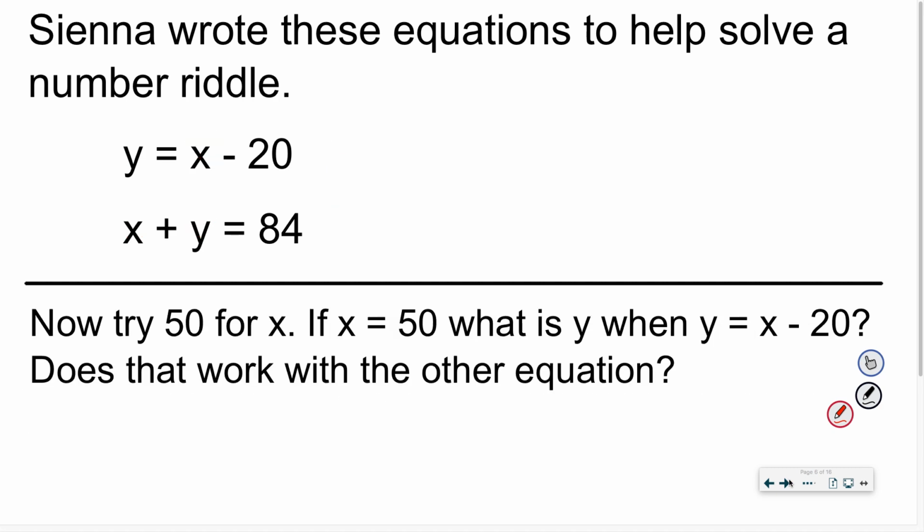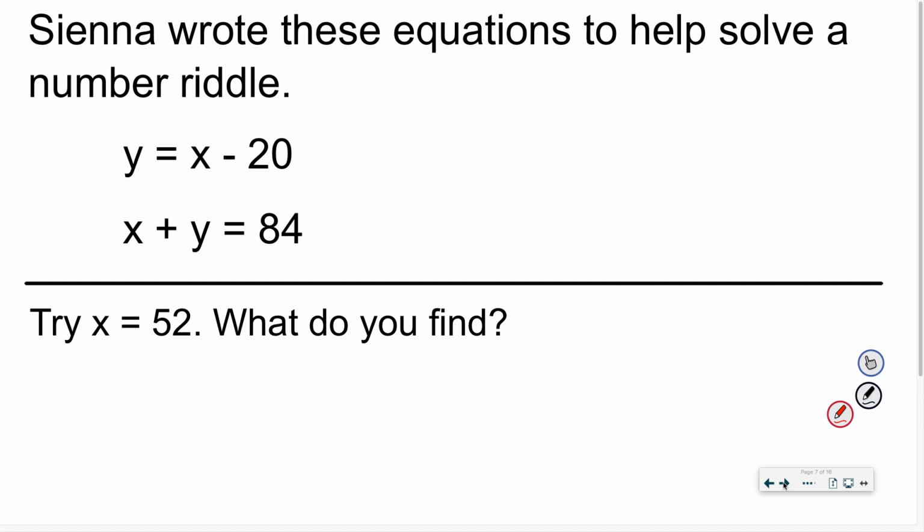Let's try 50. If x is 50, what is y in this equation? 30. Okay, so that one works if x is 50 and y is 30. What about here, if x is 50 and y is 30? No, still no. Okay, try if x is 52. If x is 52, what's y? 32. Okay, so that works here. Does it work here? If x is 52, y is 32. Does 52 plus 32 give me 84?